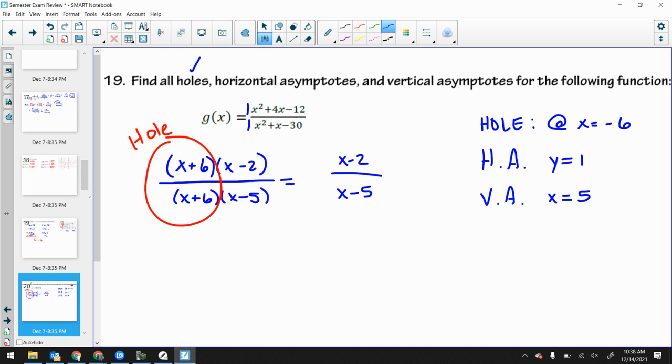So in the one that we already did, we found the domain. So if we found the domain of this one, all numbers but -6 and +5. The domain would be any number except for -6 or +5. Because even though there's a hole there, it's still not part of our domain. It jumps that point.